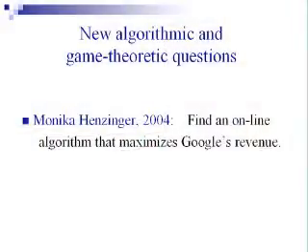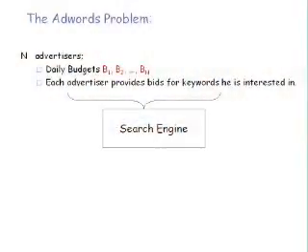So in this context, in 2004, Monika Henzinger, who was then the CTO of Google, posed this question of finding an online algorithm to maximize Google's revenue. Okay, sorry. I said Google must like that goal. Oh yeah, and in fact, yeah. So let me be more specific about the exact problem that she posed, because it's not exactly the way Google works, but it's a simplification that can be analyzed theoretically. So let me just say the model that she had proposed to us.